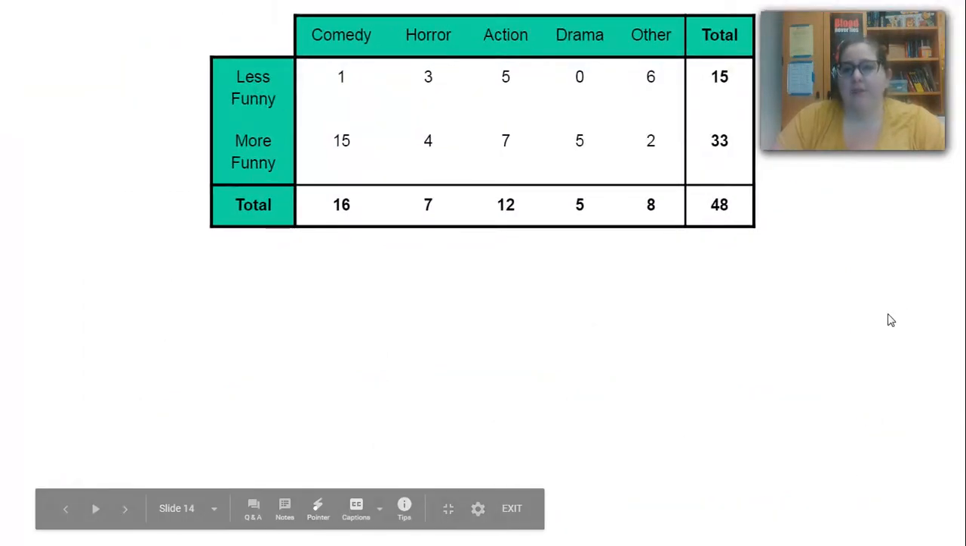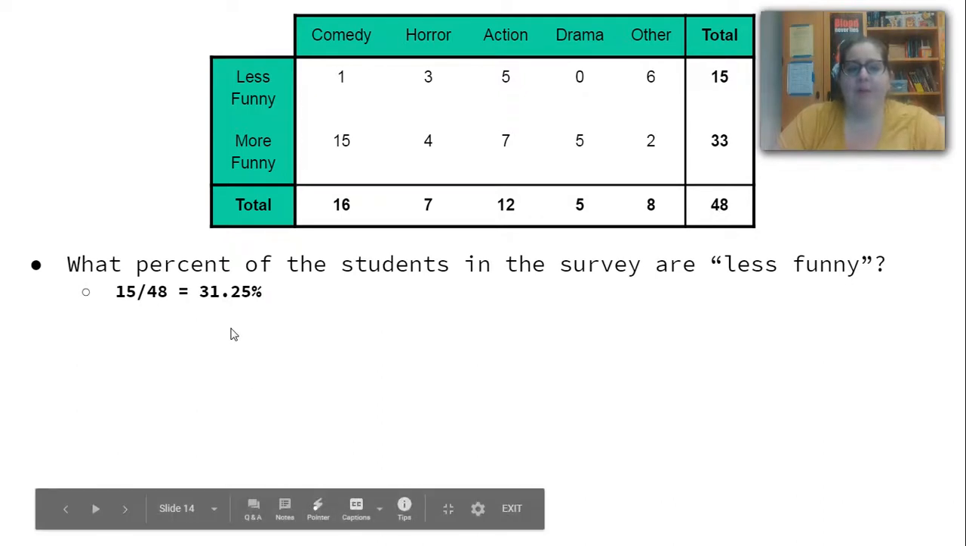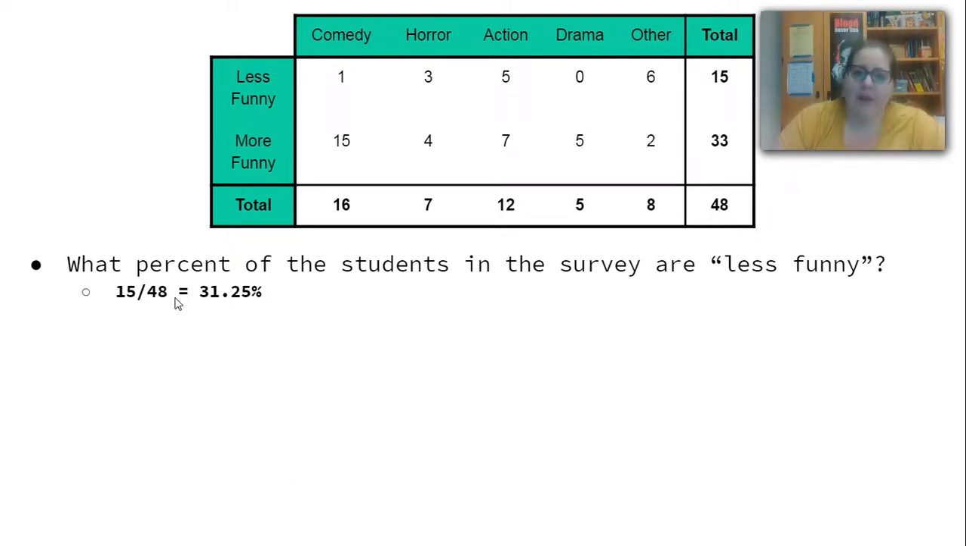We could also use this graph to find simple percentages. If I asked what percent of the students in the survey categorize themselves as less funny, in total we have 15 less funny out of 48. That would be about 31.25%. So just divide it and then either multiply by 100 or move the decimal place over 2 places, whichever you want. If we left it as 0.3125, that would be the proportion of students who are less funny.